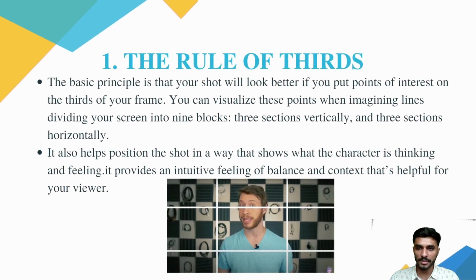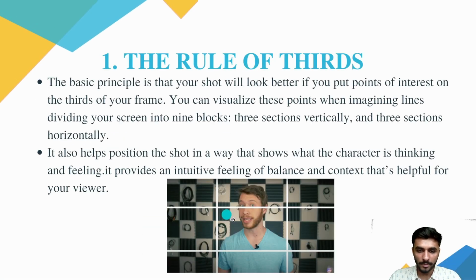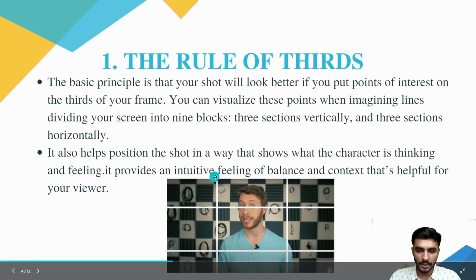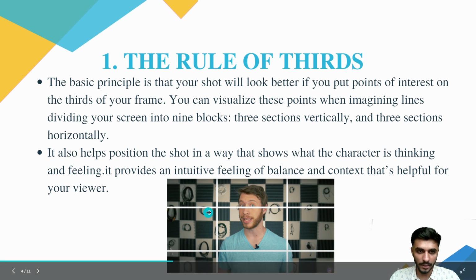The first principle is the rule of thirds. The basic principle is that your shot will look better if you put points of interest on the third of your frame. You can visualize this by imagining lines dividing your screen into 9 blocks, 3 sections vertically and 3 sections horizontally. We can see in the below photo that the photo has been divided into 9 sections with 3 sections horizontal and 3 sections vertical.